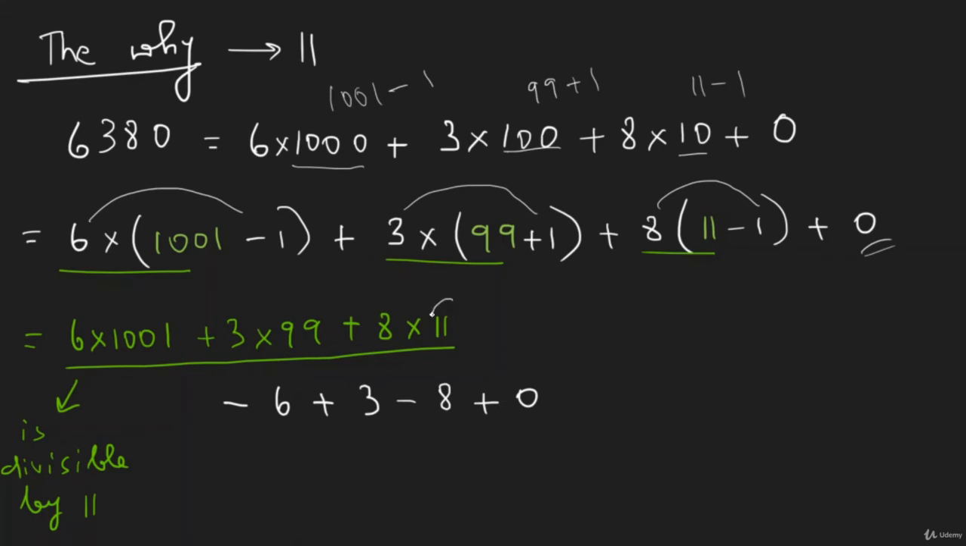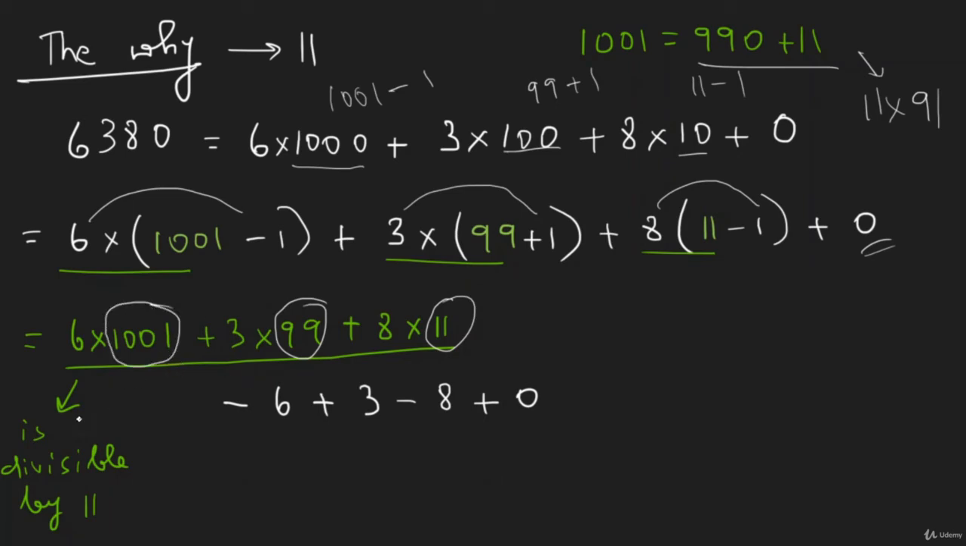Now you can see you have 11 over here, you have 99 over here, and you can note that 1001 is 990 plus 11. 990 is 11 into 90, right? So this over here is 11 into 91. If you do 11 into 91, you will get 1001. Therefore 1001 over here is also divisible by 11. Therefore we can see that this section over here is divisible by 11. Now when it comes to checking whether the given number is divisible by 11 or not, only this part matters, and you can see that that's the same as what we have done.